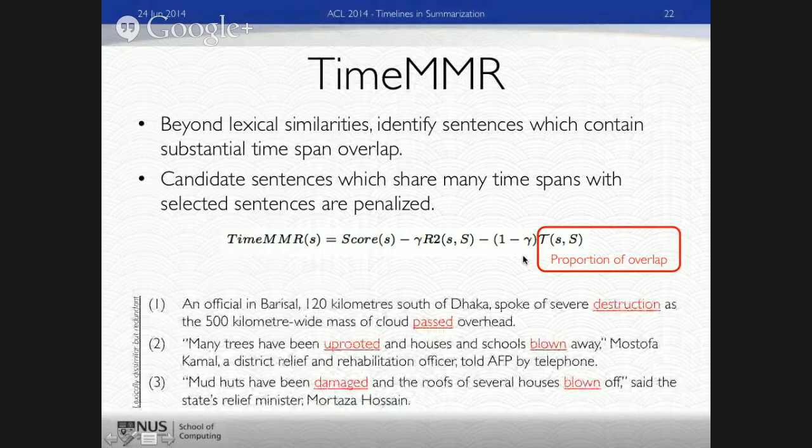Okay, and you can see why that might help, because if you look at MMR, it's a really useful concept, but the problem is we do it quite shallowly for the most part. We look at lexical information, just word overlap, to determine that. And you can see from this example that there's destruction, there are houses that are destroyed, trees that are uprooted, huts that have been damaged, roofs that have been blown off, but they basically say the same thing, but certainly not with the same words. But they appear in the same time span, so we can penalize using this method.